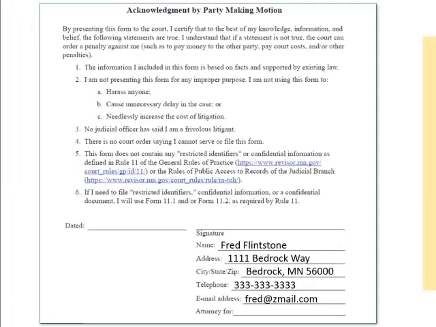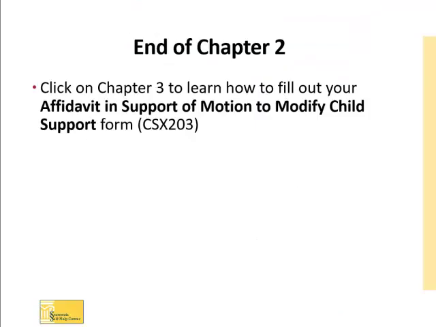On the last page of your motion, fill in your name, address, telephone number, and email address, and sign and date the form after reading through the acknowledgement section. This is the end of Chapter 2. Click on Chapter 3 to learn how to fill out the affidavit and support a motion to modify child support.